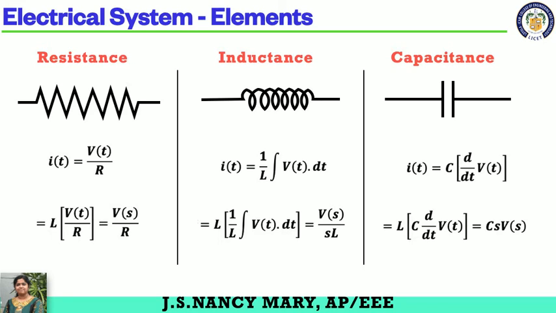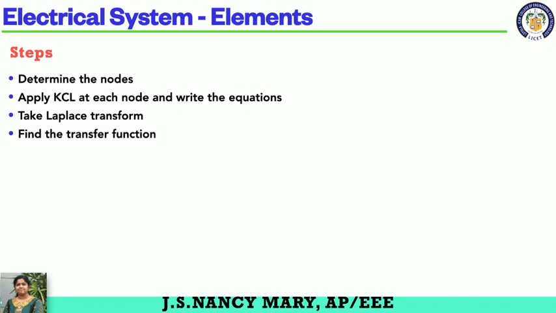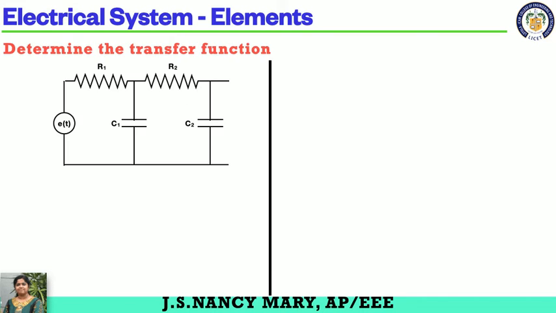So what are the steps to write the transfer function of the electrical system? The steps will be, we have to determine the number of nodes, apply the KCL at each node, and also you have to write the equation, take the Laplace transformation, finally find the transfer function. Let us see a problem.